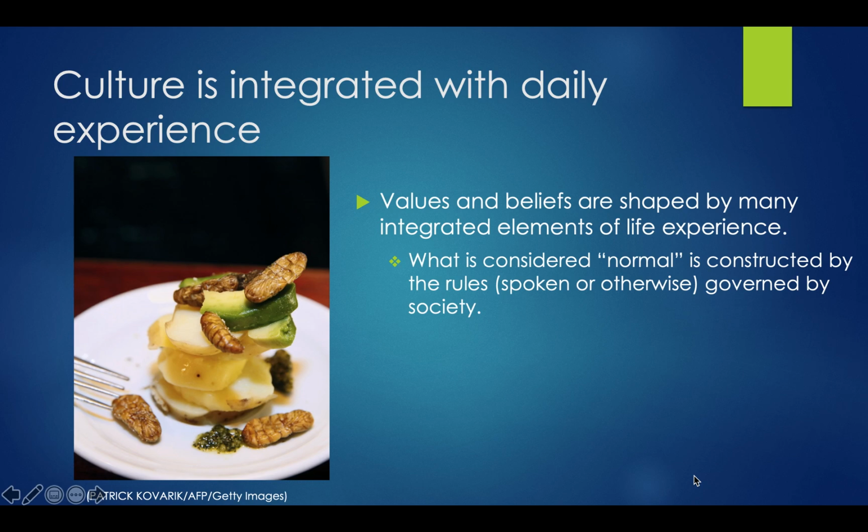Right? When insect consumption really could solve the world's food insecurity. There are a lot of cultures where insects are eaten. I've personally eaten insects in a variety of contexts. Stir-fried crickets are pretty good.